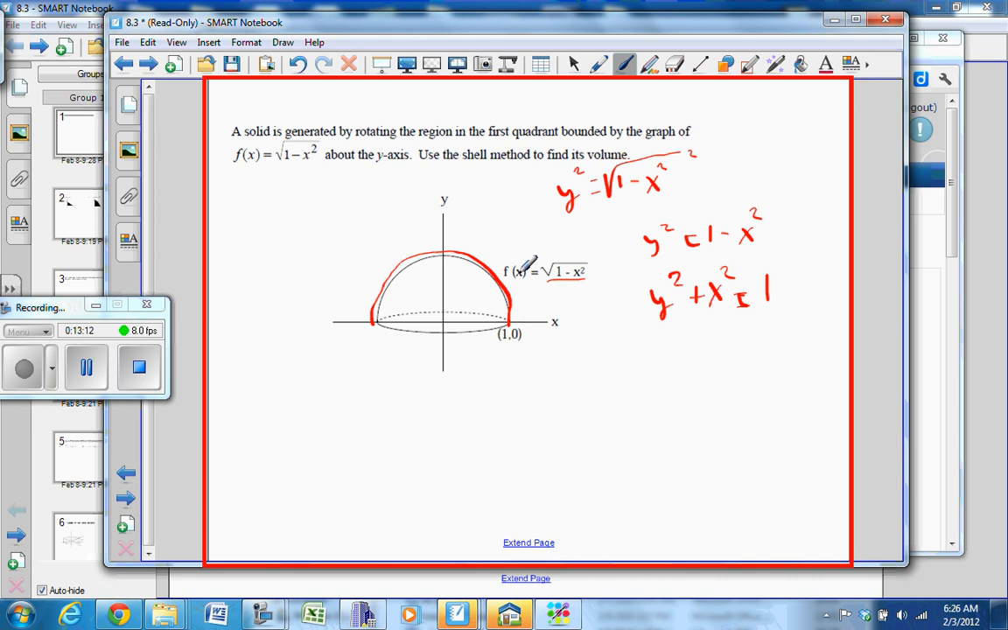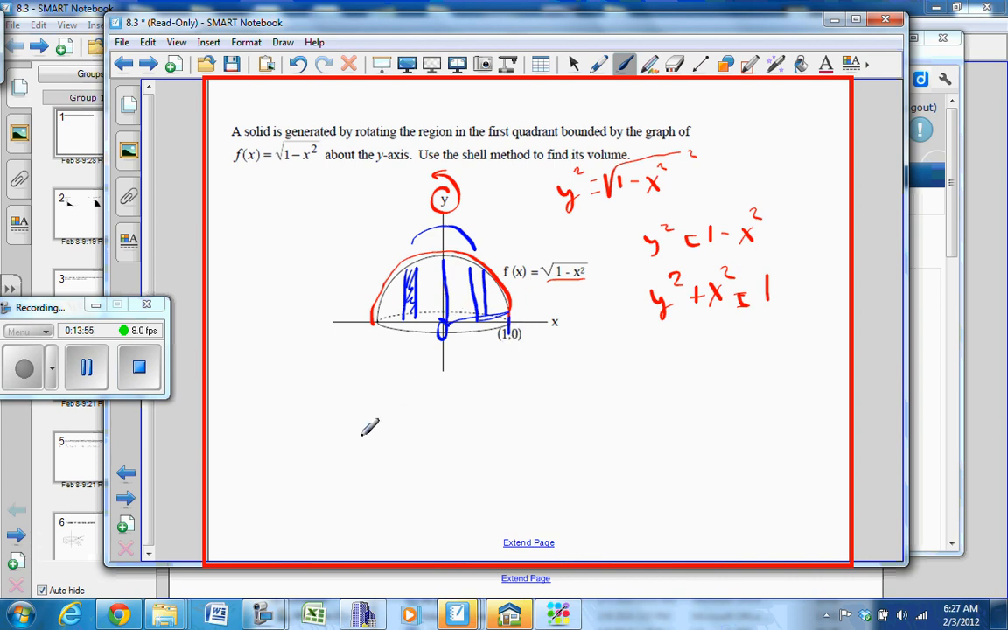So the idea is if we rotate this shape around the y-axis, that two-dimensional circle is going to become a three-dimensional semisphere, half of a sphere. Well, let's do that. So really, because of the symmetry, we're only going to look from 0 to 1, because when we rotate this shell around, it'll show up there as well. So we only need to look at the first quadrant.